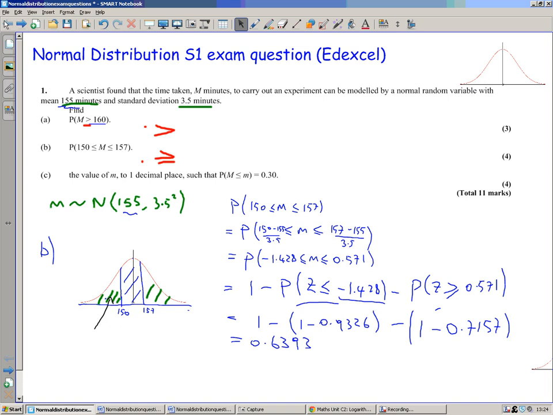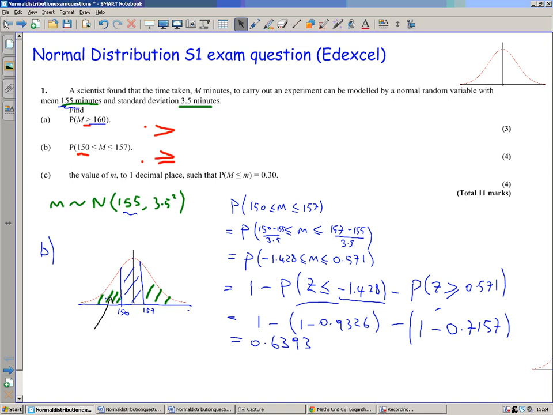Because we've got the standard deviation is 3.5, and this 150 is more than one standard deviation from the mean to the left. Okay, so it does seem like a reasonable answer. Okay, I'm sure it's correct. Okay, so that's question B.